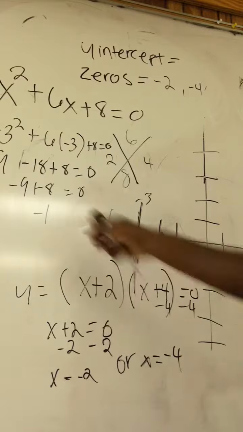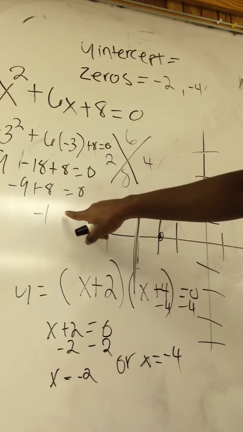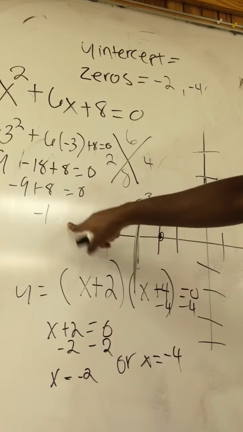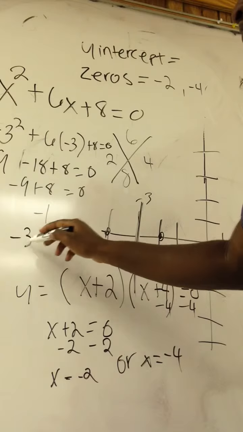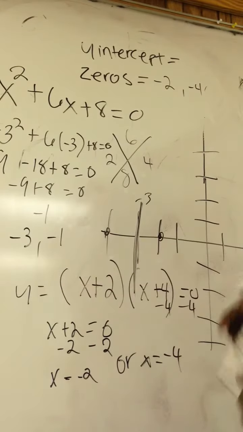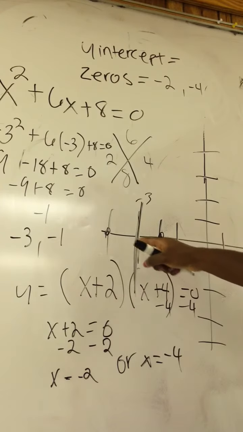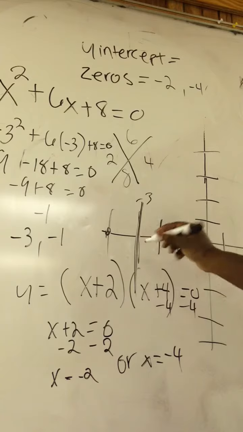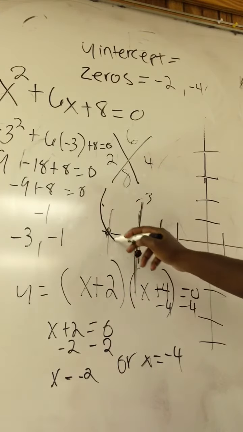So now we have this negative 1. So we know that this is part of my vertex. So I have 2 points in my vertex now. So my vertex is going to be negative 3 and negative 1. So these are the coordinates for it. So I'm going to have negative 3 go down negative 1. So this is going to be my parabola.